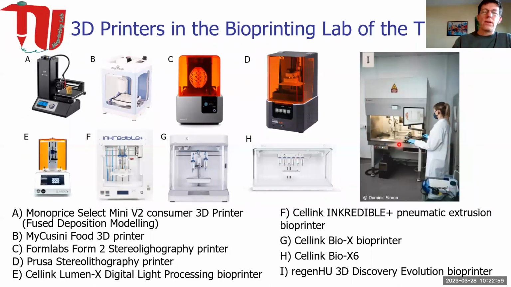Okay, as I said, there are different technologies out there, and as a consequence, we do have a set of different printers. Here, for example, you see a digital light processing printer. These are 3 generations of the cell ink extrusion printers. This is a very sophisticated high-end printer which can accommodate different types of technologies like pneumatic microextrusion, mechanic microextrusion, and also inkjetting.